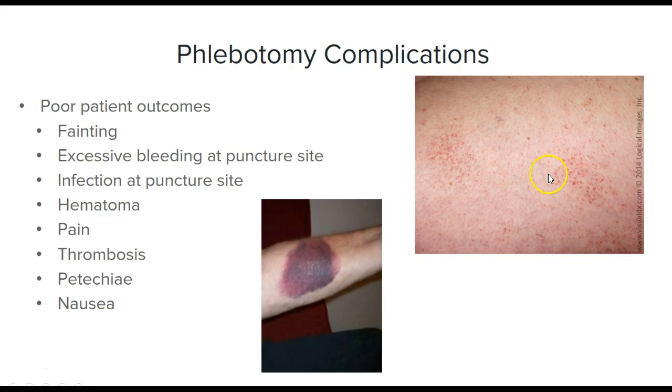Petechiae. If you leave the tourniquet on too long, this is what petechiae looks like, and we don't want to cause the patients to have that. The tourniquet's supposed to stay on 1 minute and no longer. And also some patients become nauseous.